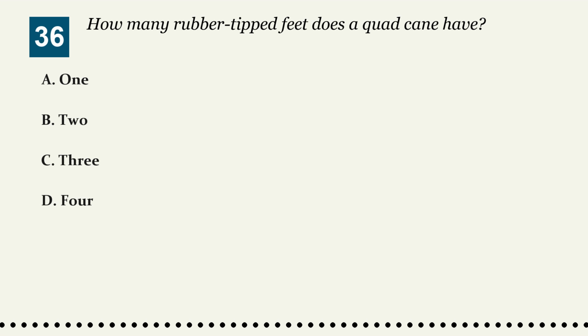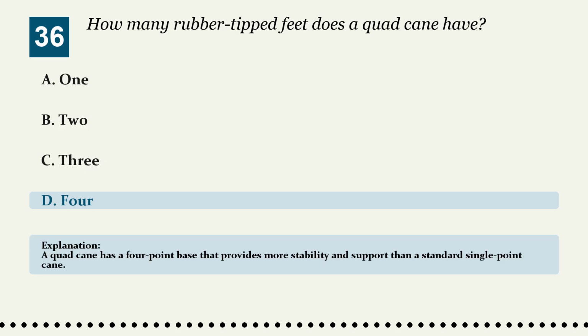Question 36. How many rubber-tipped feet does a quad cane have? Option A, 1. Option B, 2. Option C, 3. Option D, 4. The correct answer is option D, 4. A quad cane has a 4-point base that provides more stability and support than a standard single-point cane.